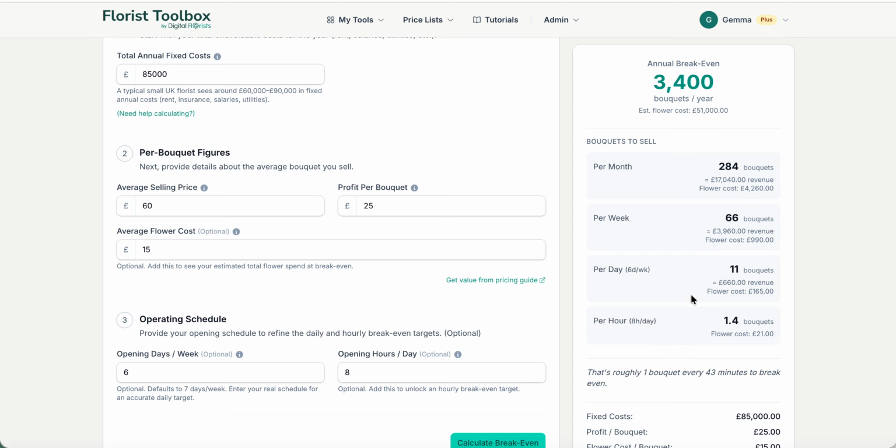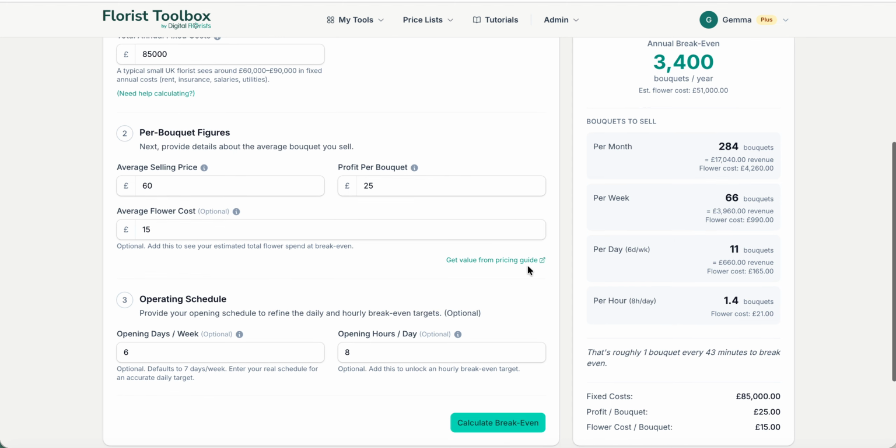And that's just a break even. That's not making a profit. That's just a break even. You obviously want to sell more than that, because anything over and above that, that money can go towards profit rather than just your operating costs. Hopefully you find that useful.